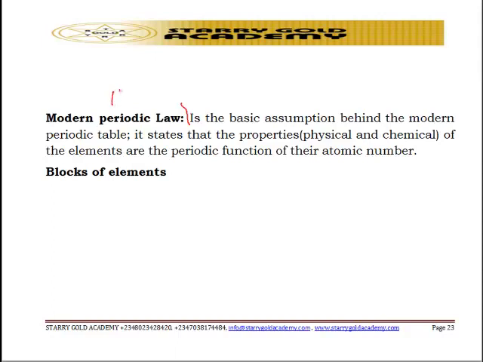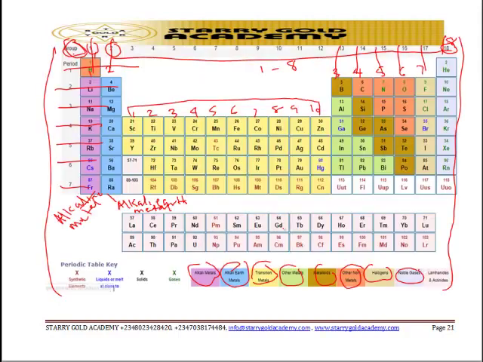The modern periodic law is the basic assumption behind the periodic table. It states that the physical and chemical properties of an element are a periodic function of their atomic number, which led to the modern periodic table.